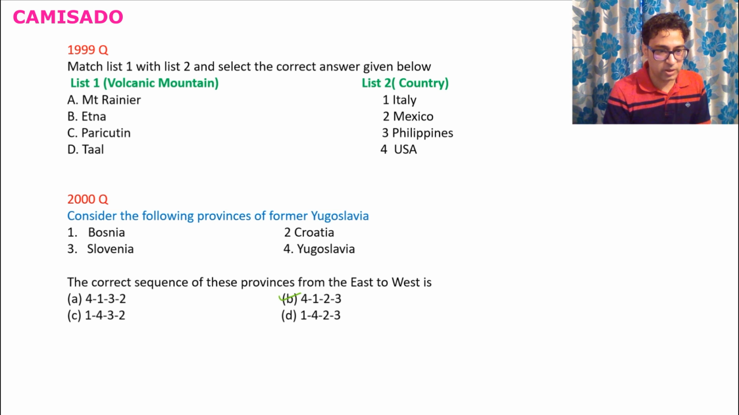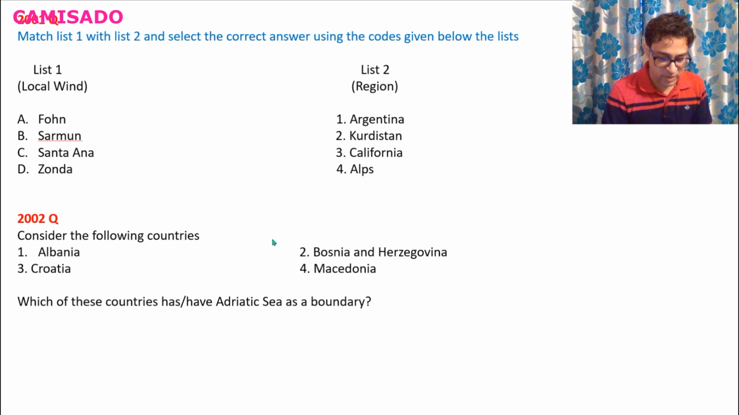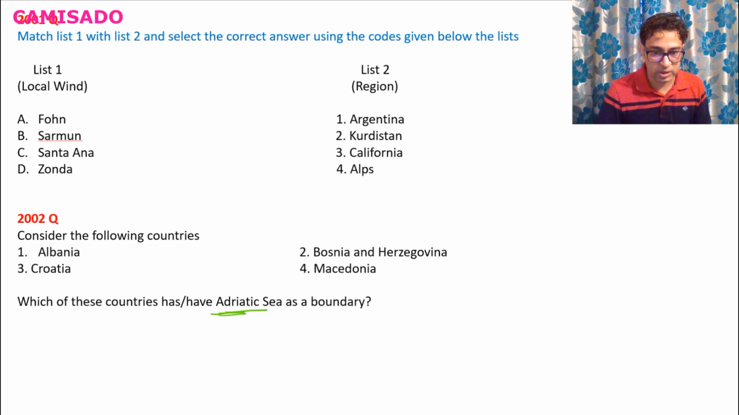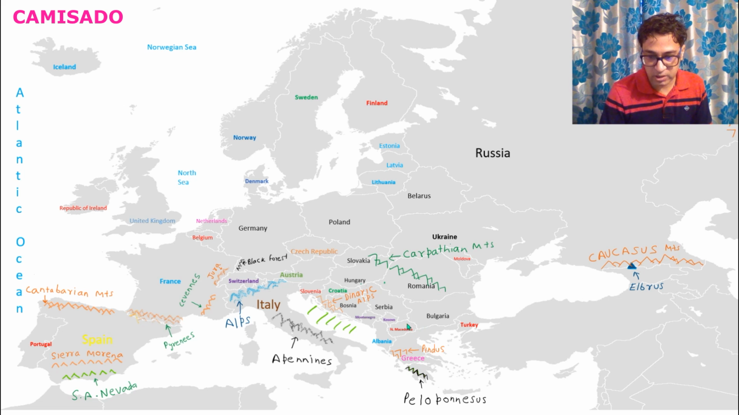Now there was another question. So in the year 2002, there was a question which was about the countries that border the Adriatic Sea. So let me first show you the Adriatic Sea. So this is the Adriatic Sea. So now let us look at the question again. So in this question, Albania borders the Adriatic Sea, Croatia borders the Adriatic Sea, Bosnia also borders. It is only Macedonia that does not border the Adriatic Sea. So let us look at it here. So see, this is Macedonia. Only Macedonia does not border the Adriatic Sea, whereas all of them border the Adriatic Sea.